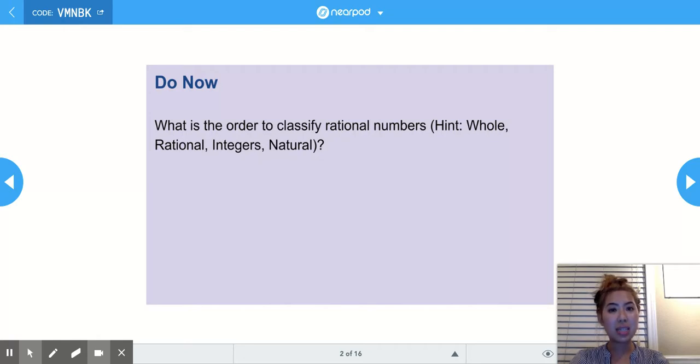So your hint is think of whole numbers, rational, integers, and natural numbers. So think of how you would classify them into sets and subsets. Think of Venn diagrams or circles within each other.